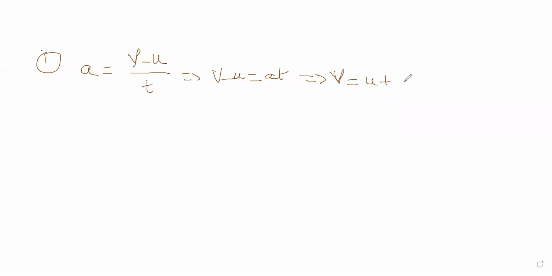So the first part is v equal to u plus at. Acceleration is nothing but change in velocity divided by time. So change in velocity, that is final velocity minus initial velocity, divided by t. As simple as that. Acceleration is final velocity minus initial velocity divided by time. So send t across: v minus u is equal to at. So v is equal to u plus at. Finished. This is the first part.